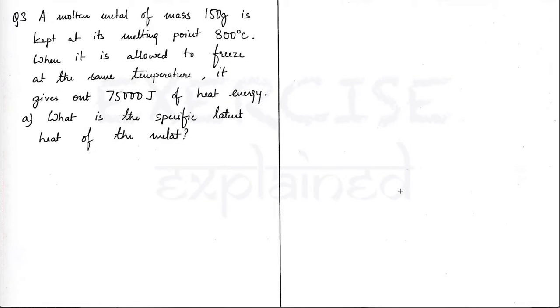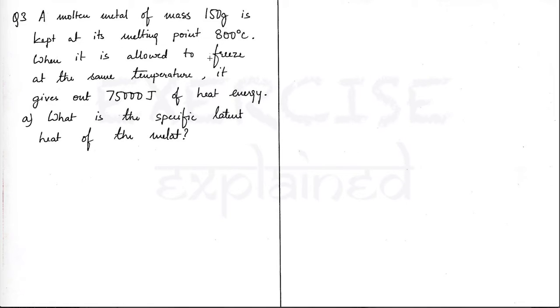Getting into question number 3, calorimetry, exercise 11b. A molten metal of mass 150 gram is kept at its melting point 800 degrees Celsius. So we need to understand one thing, that if a metal melts at 800 degrees Celsius, it freezes also at 800 degrees Celsius. The temperature for melting and the temperature of freezing will be the same. It's just that melting is you are applying heat, you are heating it and it melts, and freezing it's losing heat, so it freezes.